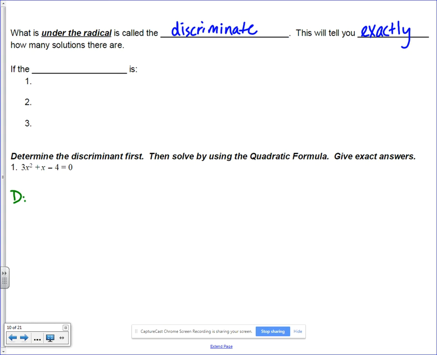Okay. If the discriminant is, what are the 3 categories? Do you remember? If it's positive, it has how many?